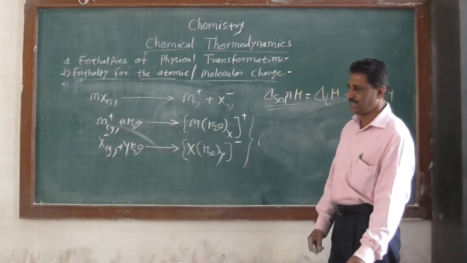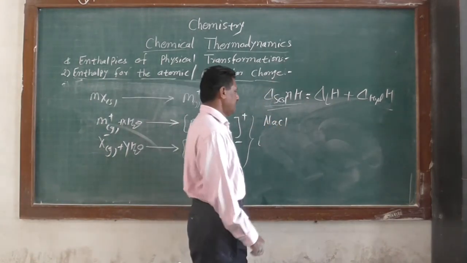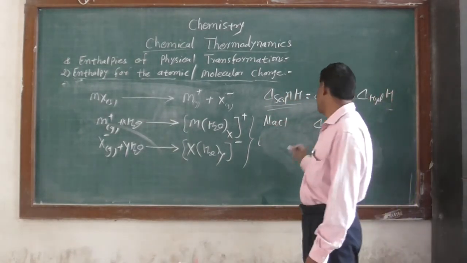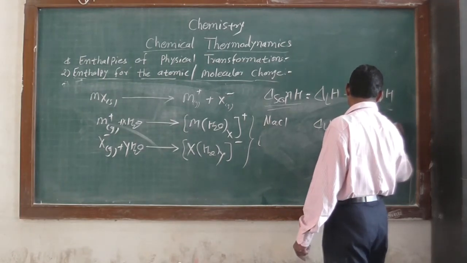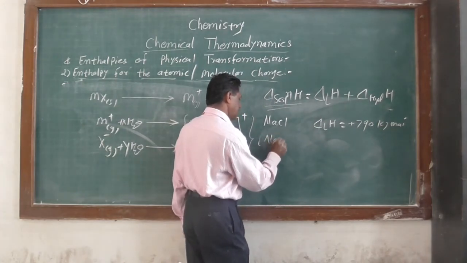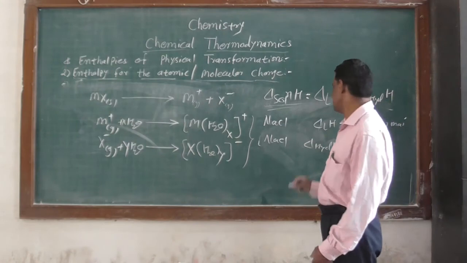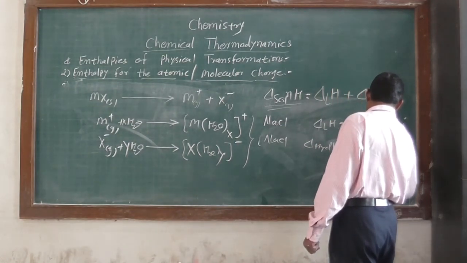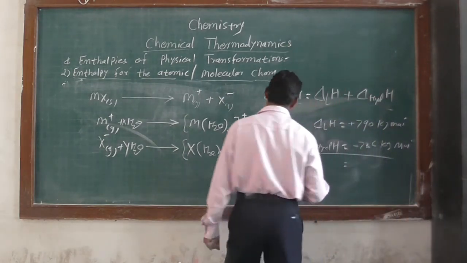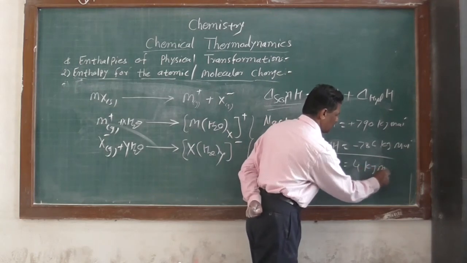In a general example, in NaCl, the lattice energy is plus 790 kilojoules per mole, and the hydration energy of NaCl is minus 786 kilojoules per mole, and the addition of both gives delta solution H equal to plus 4 kilojoules per mole.